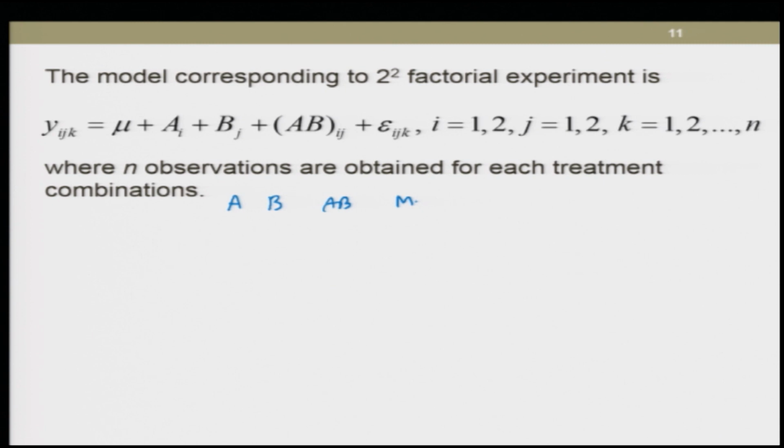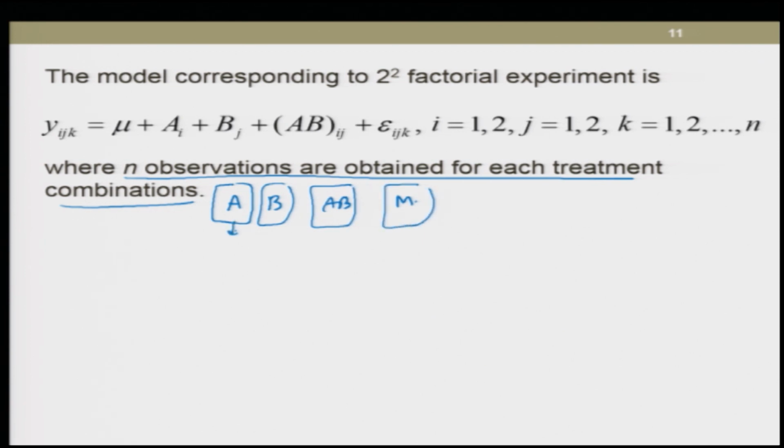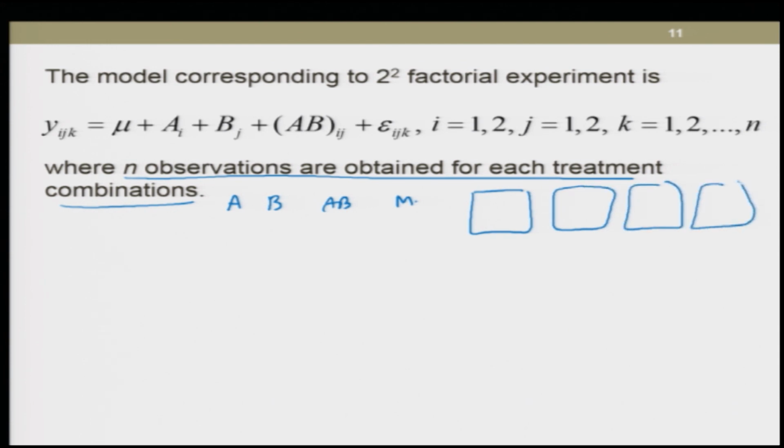Now if I say that there are n number of observations which are obtained for each treatment combination, what does this mean? That I have got here 4 plots, 4 treatment combinations are given, and for every treatment combination I have obtained n number of observations.